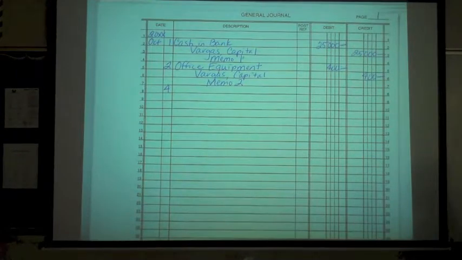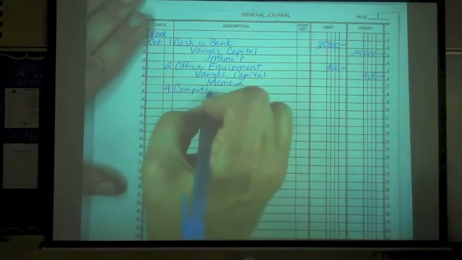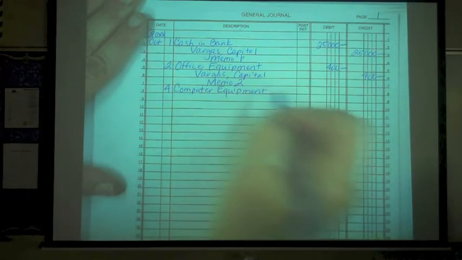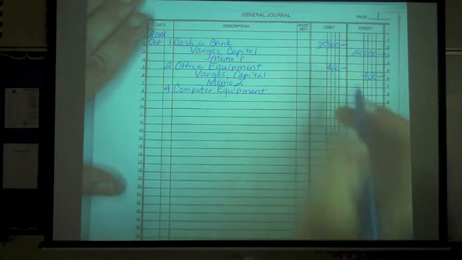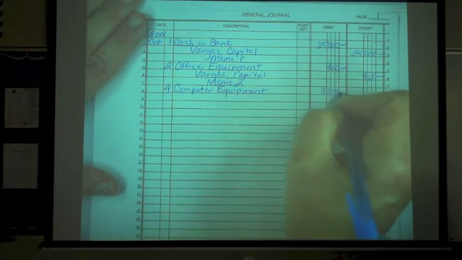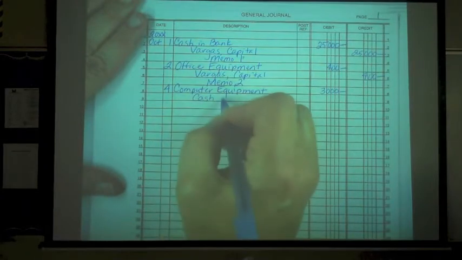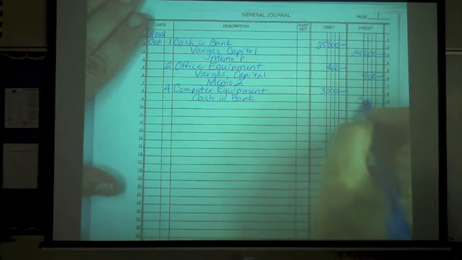Which one's going to be debited? Cash is going down, so that one's credited. So computer equipment is the one that's going to be debited. It's an asset going up. So start with computer equipment. Follow it across, and we're going to write 3,000. Then cash in bank is credited for that same amount.